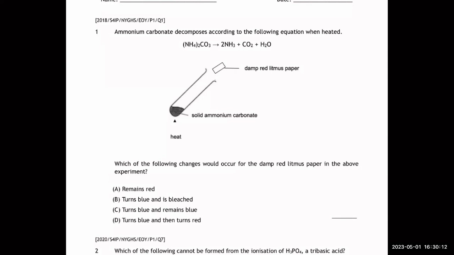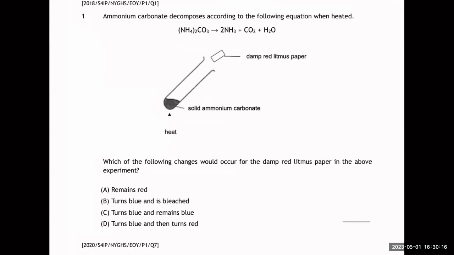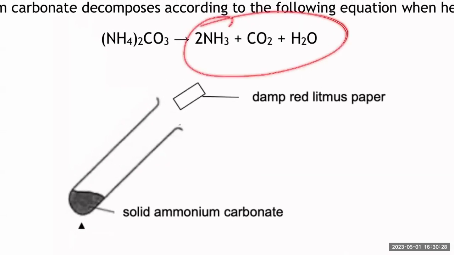All right, so let's head on to looking at this. Ammonium carbonate here, we're looking at decomposition, and it's nice that it gives us the chemical equation for the decomposition as well. Here we're looking for damp red litmus paper. We have three products here. Of the three products, which one will interact with our damp red litmus paper?